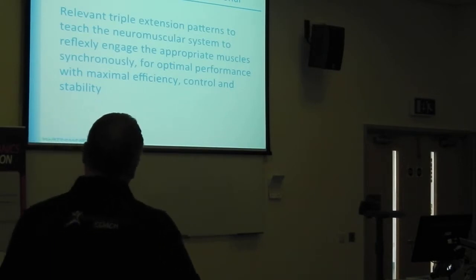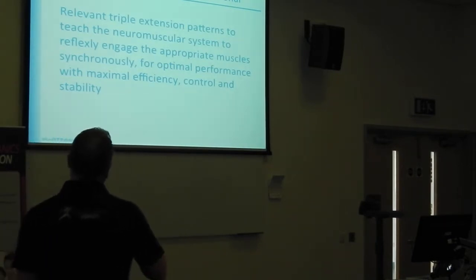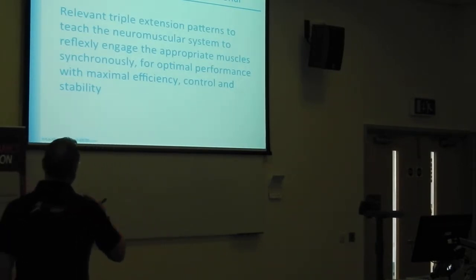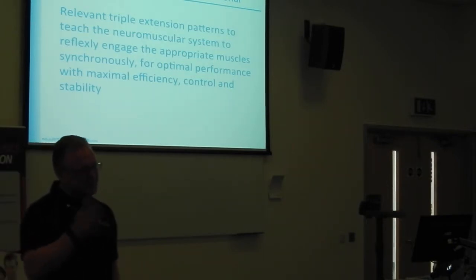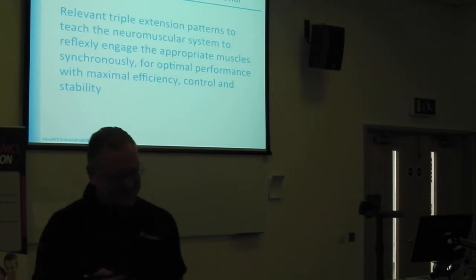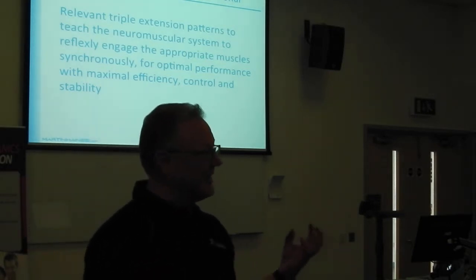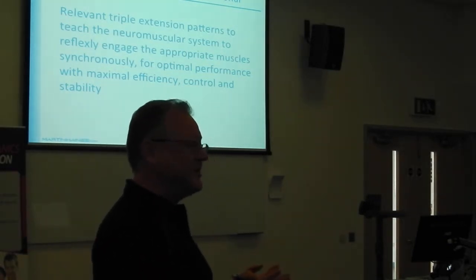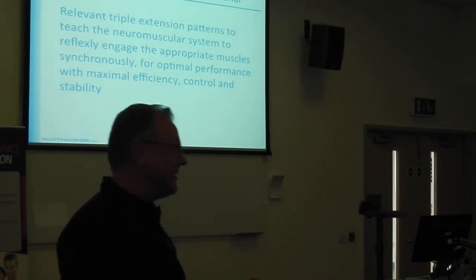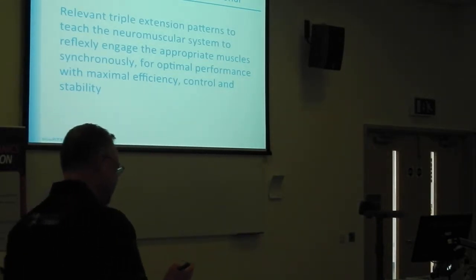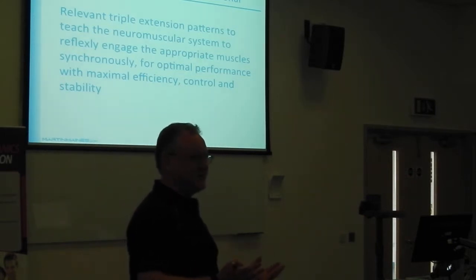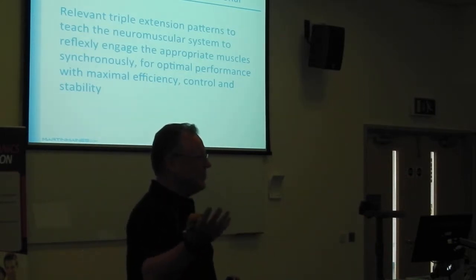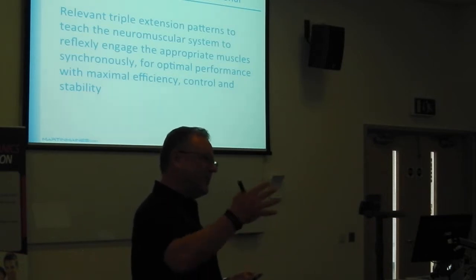So try to look at the relevant triple extension patterns to teach the neuromuscular system to reflexly engage the appropriate muscles. One of the problems is if we go straight into functional training, in my experience, if muscles aren't able to engage, then the body will just compensate for that. So if you've got a gracilis that isn't firing for whatever mechanical reason, and then you ask it to do a functional exercise, it probably will continue not to fire. The other guys will have to do more work, and we're basically learning it wrong.